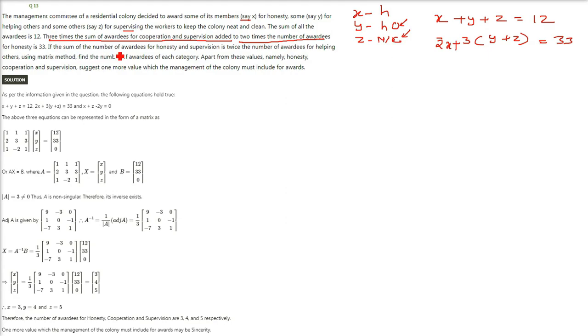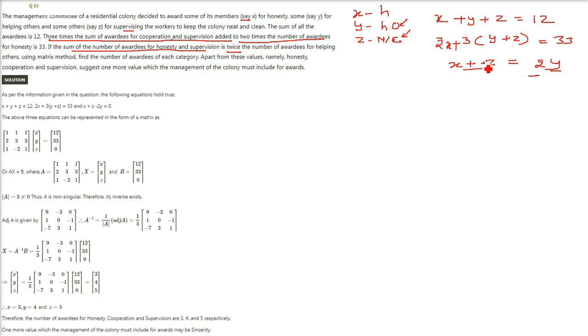If the sum of numbers of awardees for honesty and supervision is twice the number of awardees for helping others. So now again the third equation. The sum of awardees for honesty and supervision, that is X plus Z, is equal to twice the number of awardees for helping others. So X plus Z equals 2y.